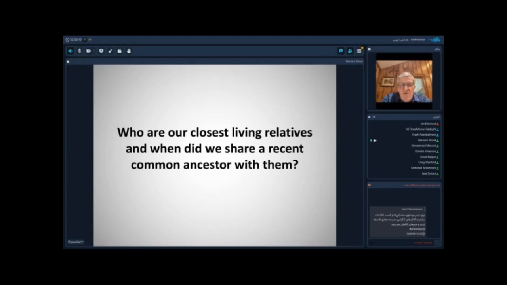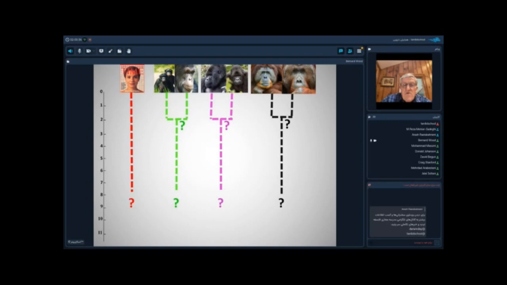So the first question is, who are our closest living relatives, and when do we share a recent common ancestor with them? On the left is a modern human. Next to them are the two chimpanzees, the common chimpanzee and the bonobo, and then the mountain gorillas and lowland gorillas, and the two main species of orangutan, one from Sumatra and one from Borneo.